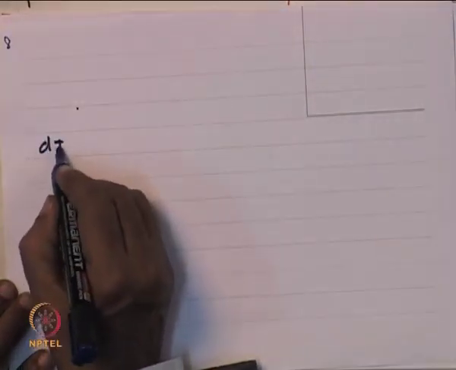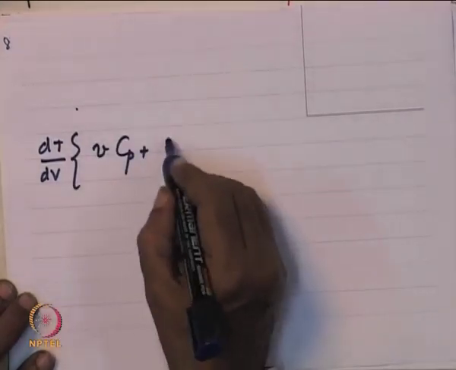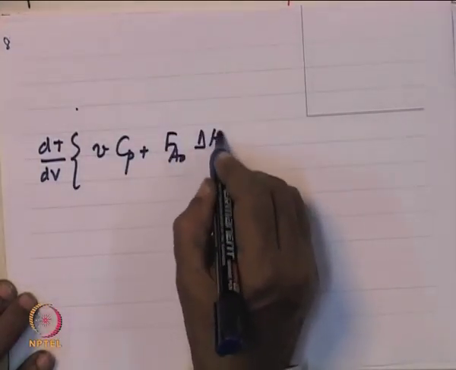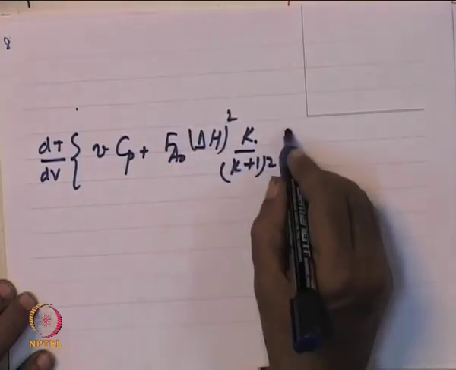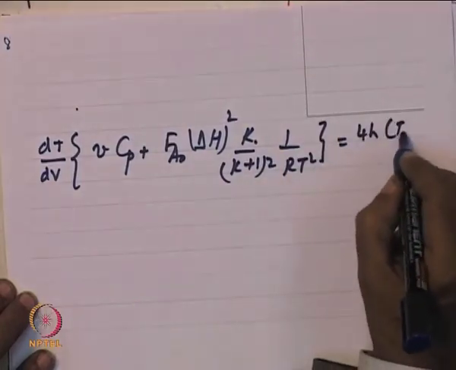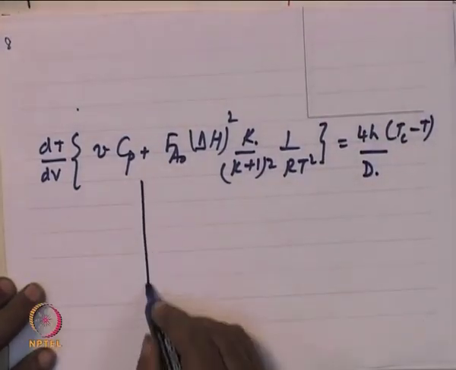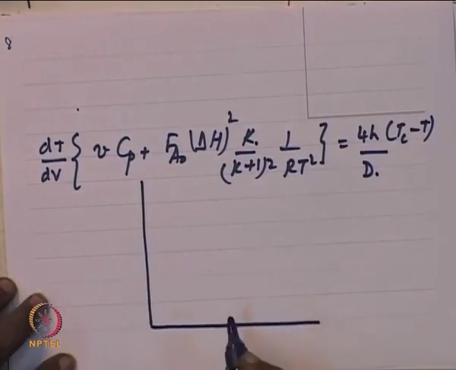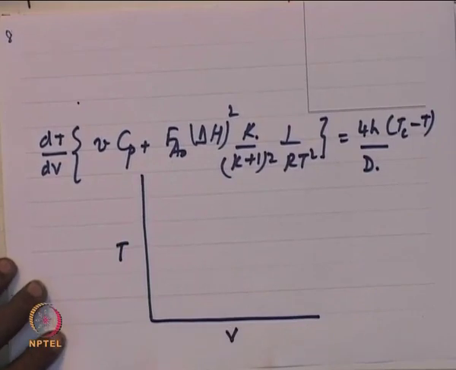So, if you make a plot, I think I should have this equation in front of us. So, I will write it here for our sake: dT/dV within brackets of V Cp plus F_A0 delta H squared, k by k plus 1 whole squared, 1 by RT squared, equal to 4H by D (Tc minus T). Suppose I want to make a plot of, let us say, T versus V. How do I find out?